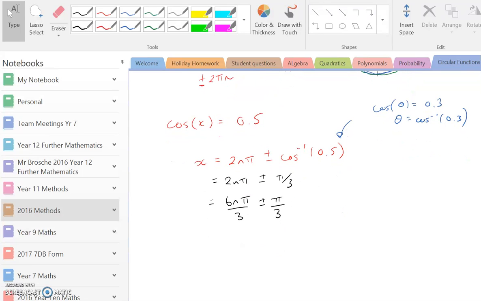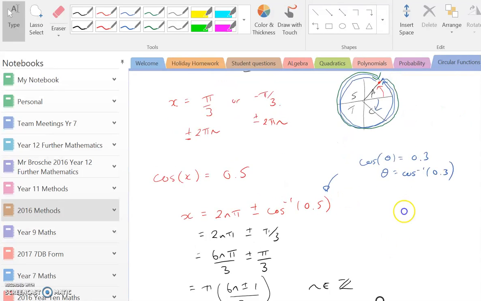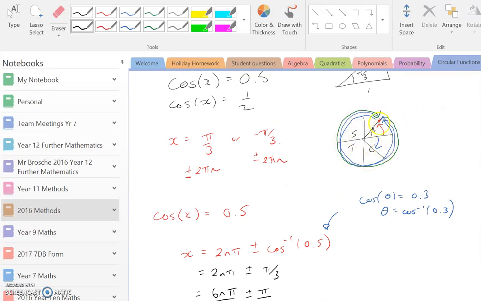And then I could, even more generally, take out a pi there, and you would get pi of 6n plus or minus 1 on 3 as your general solution for cosine x equals a half, or 0.5. Now n is an integer. n is a positive or negative whole number, and that's from the idea of going around a full revolution in the positive or negative direction to get back to the same point.